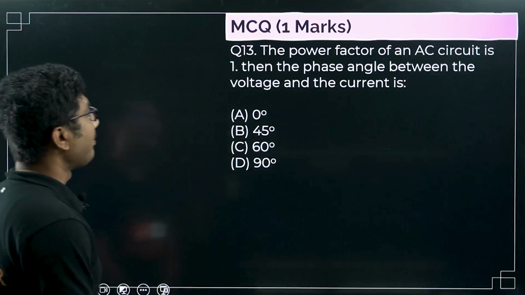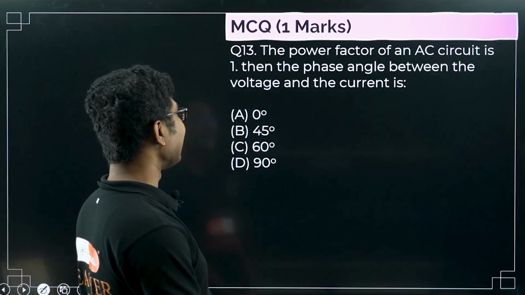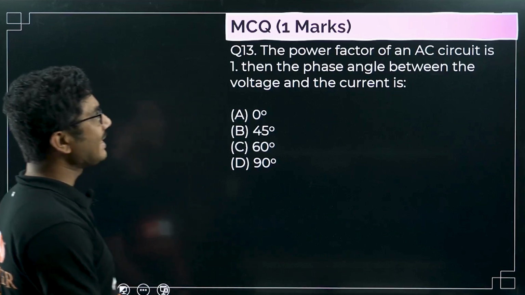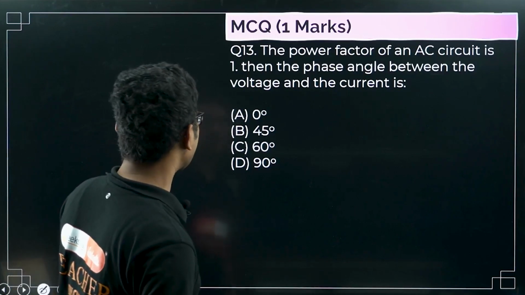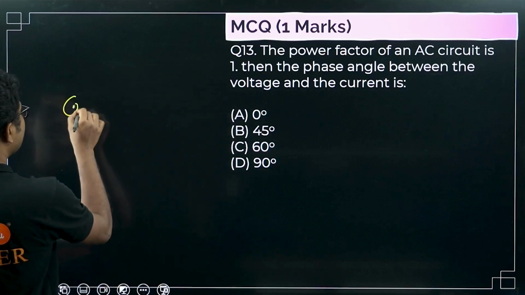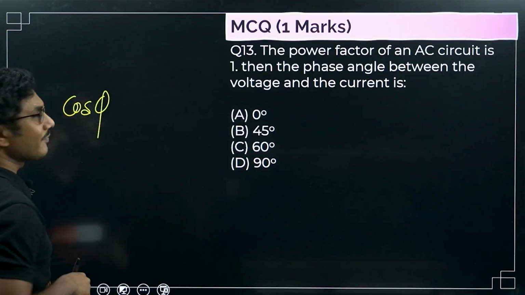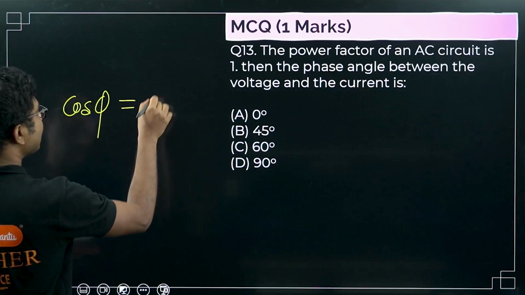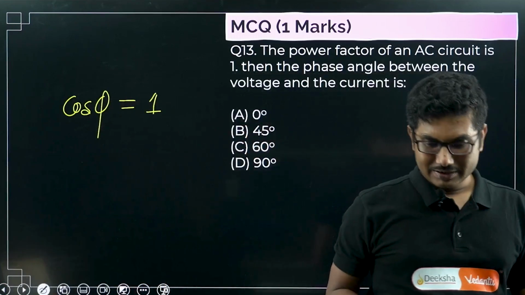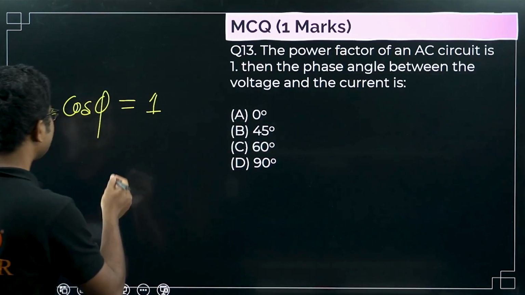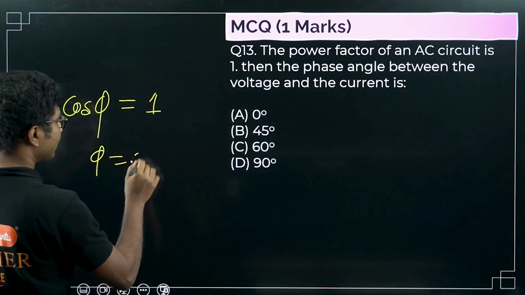Next question. The power factor of an AC circuit is 1. Then the phase angle between the voltage and the current is... Okay, so what is power factor? Power factor is basically cos phi, where phi is the phase angle. So cos phi equals 1. What will be the value of the phase angle? Simple question, right? This is only possible when phi equals 0 degrees.